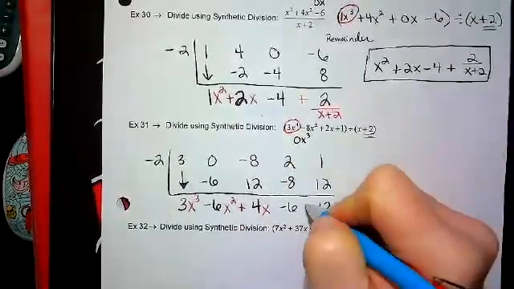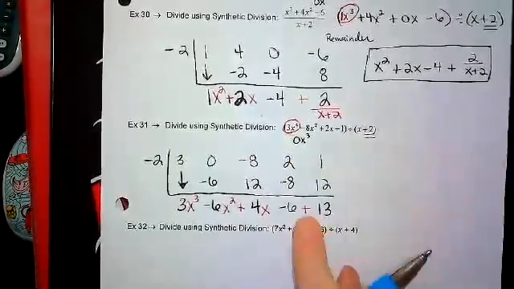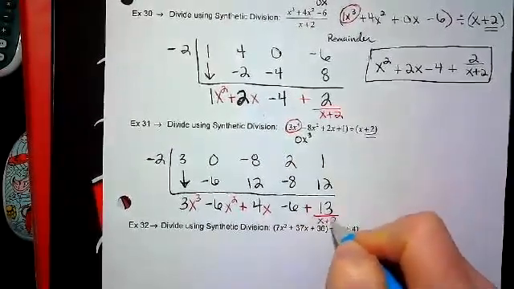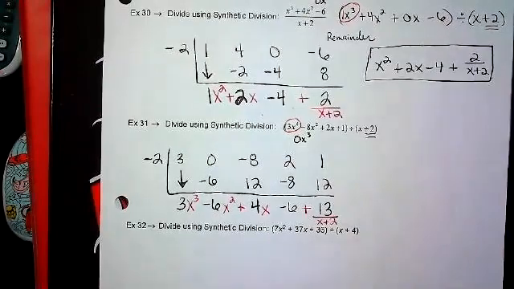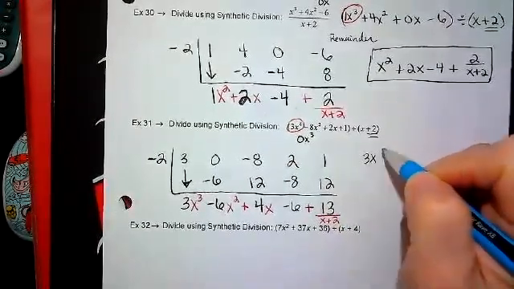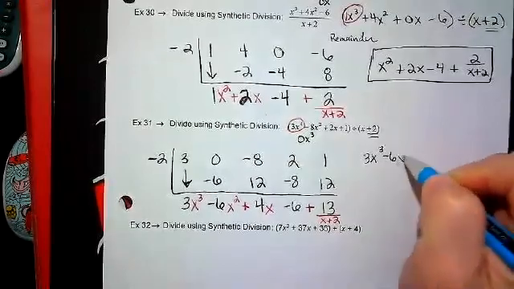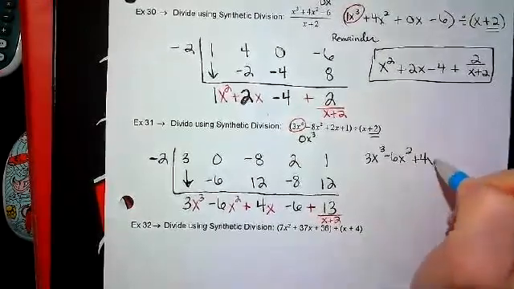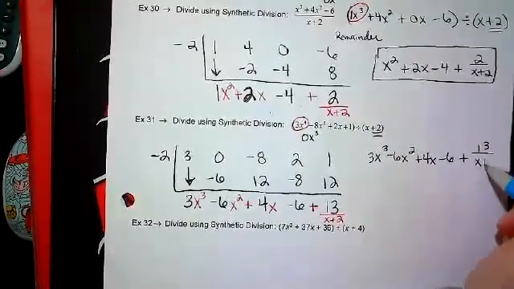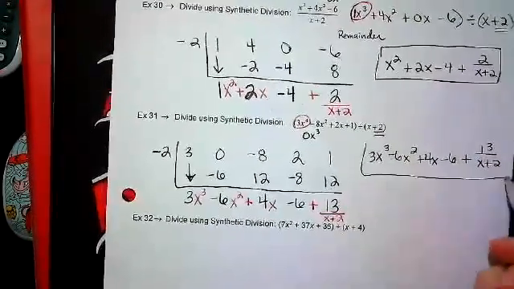This makes our remainder. When we make a remainder, since it's positive, I do need to put a plus sign, but I just put it back over that binomial of x plus 2. If you were going through long division, that's what we would have been dividing by, that x plus 2. So cleaning that up, it looks like 3x cubed minus 6x squared plus 4x minus 6 plus that 13 over x plus 2 as your answer.